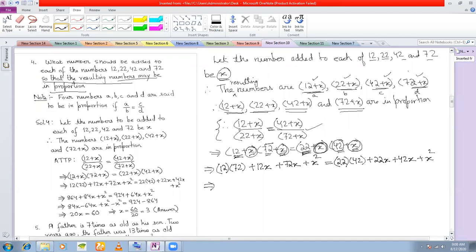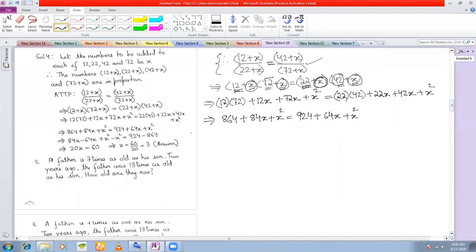Now we simplify. 12 into 72 will give you 864, plus 12x plus 72x will give you 84x, plus x square is equal to 22 into 42 will give you 924, and 42 plus 22 will give you 64 plus x.